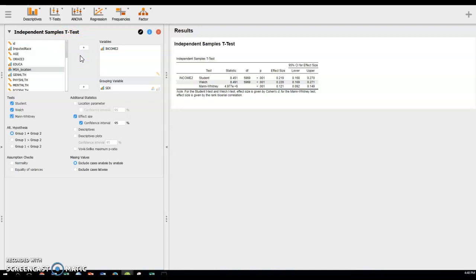Ideally, you'd have actual incomes instead of just these income brackets. But given what we have, we can still make the conclusion using a conservative estimate here based on this ordinal variable that men are making more than women in Pennsylvania.